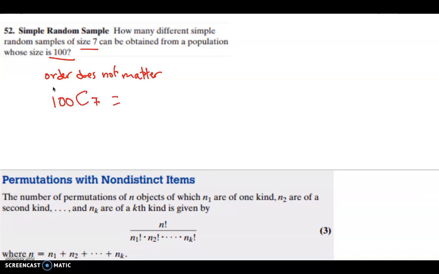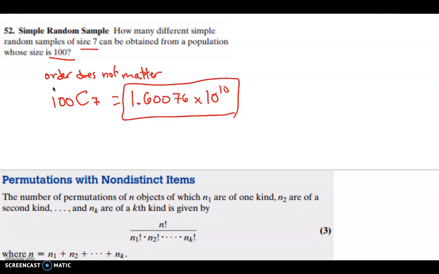And again, these numbers are going to be massive when you get this big. So 1.60076 times 10 to the 10th. So we're in the billions here. Don't be trying to calculate these things by hand. It's just messy. But that is combinations. So again, very similar to permutations, except for combination, the order does not matter.